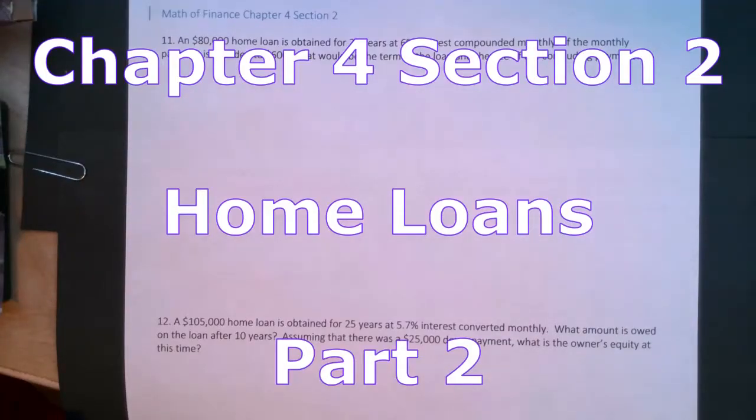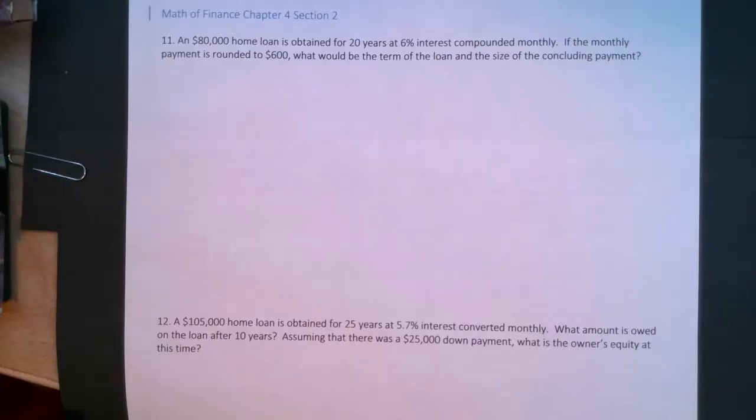Alright, so again we're in chapter 4, section 2 on home loans. So we're going to look at another problem. This is example 11 from your notes. An $80,000 home loan was obtained for 20 years at 6% interest compounded monthly. If the monthly payment is rounded up to $600, what is the term of the loan and what is the size of the concluding payment?